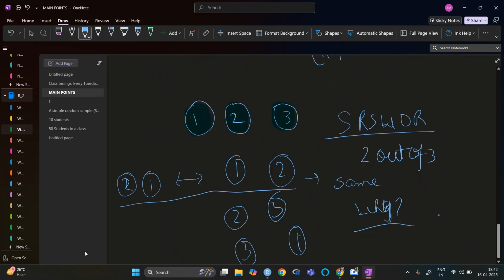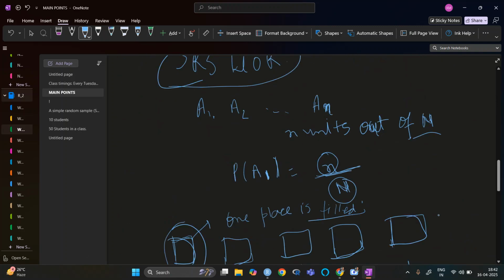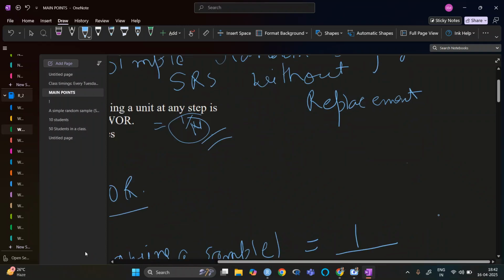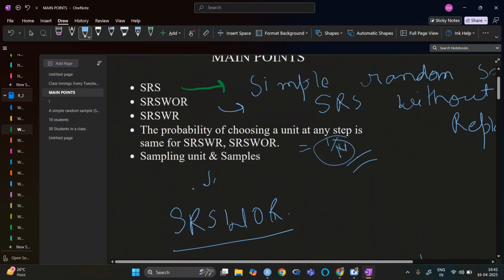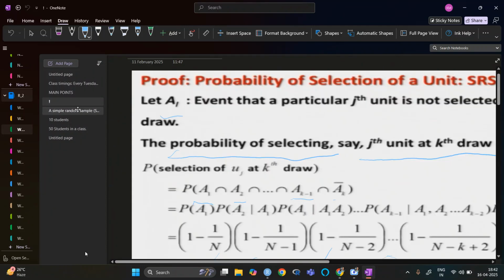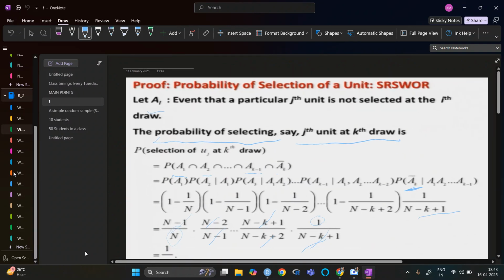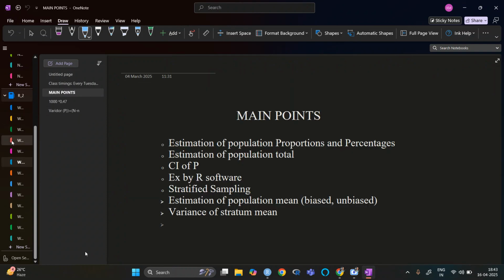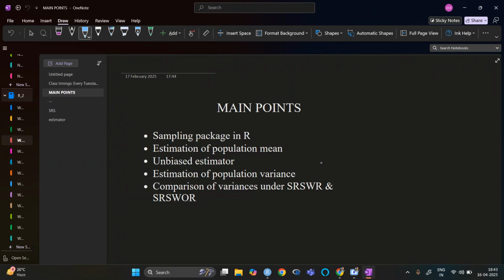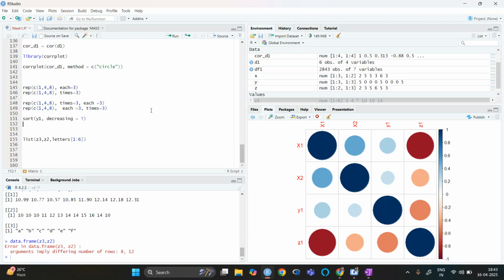Here are the things that we have done. This is the basics of how you can do simple random sampling, and then there are proofs etc. which you can go through if you want to. Okay. The next is that you have these sampling packages in R, and from there, what we can do is the estimation of population mean.